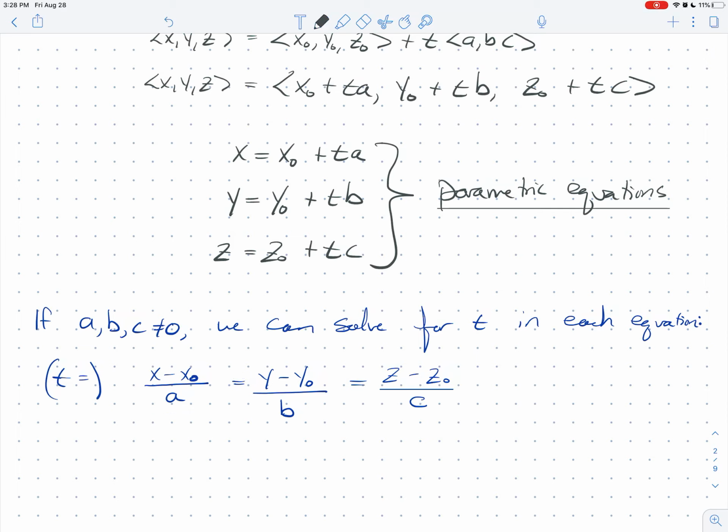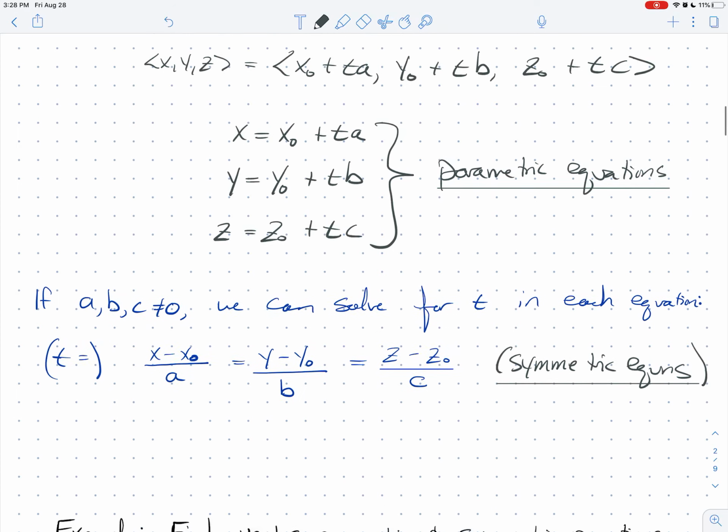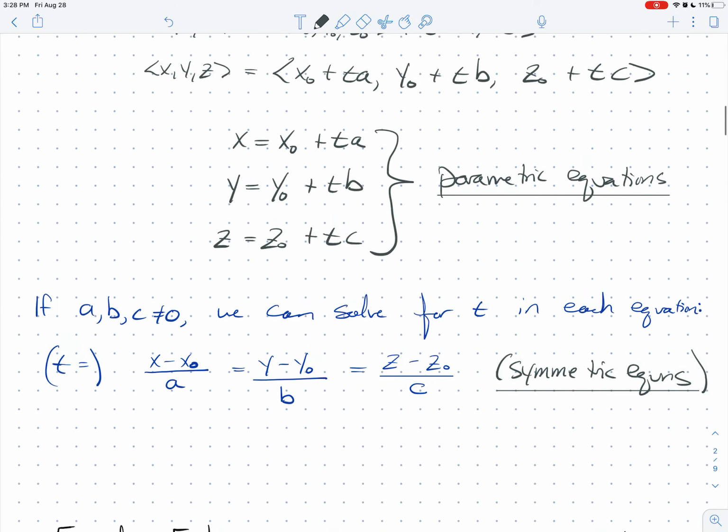And so these are called the symmetric equations of our line. And so you'll be asked to find the vector equation, the parametric equation, and the symmetric equations as well. I'll simply mention that there are cases when one or more of these a's, b's, and c's could be 0. And so I'll simply refer you to the book in those cases. We won't mess with that too much, but you can actually write down the symmetric equations in those cases as well.